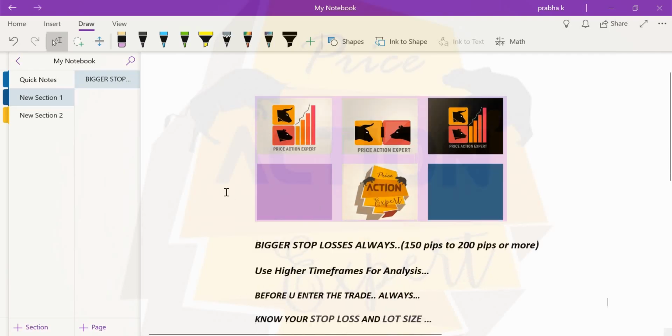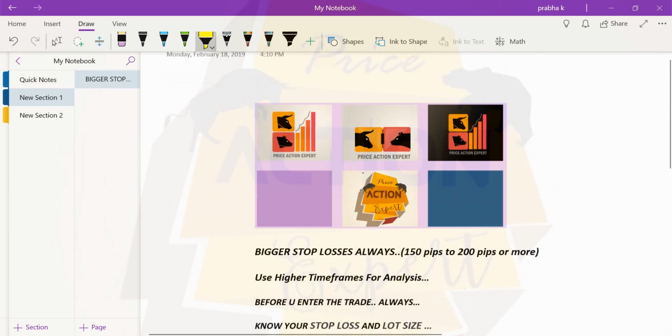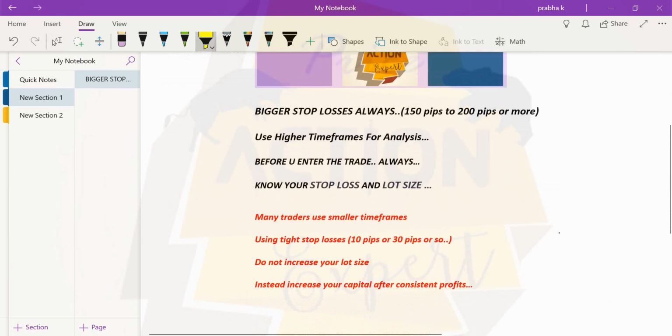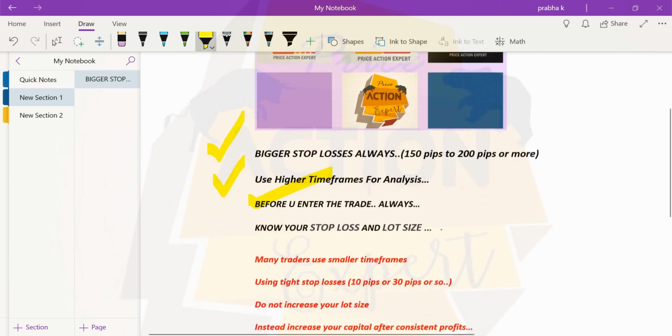Okay. See, Margaret, I have posted a few things here. Let's see this actually. Okay, always try to use bigger stop losses. I mean, like above 150 pips or 200 pips. I would normally use 200 pips as my default stop loss. Use a higher time frame for analysis. Before you enter the trade, always know your stop loss and lot size, which we have discussed a few minutes before.